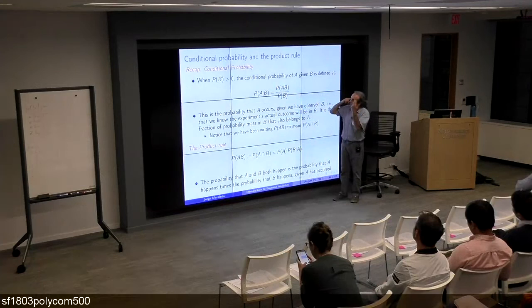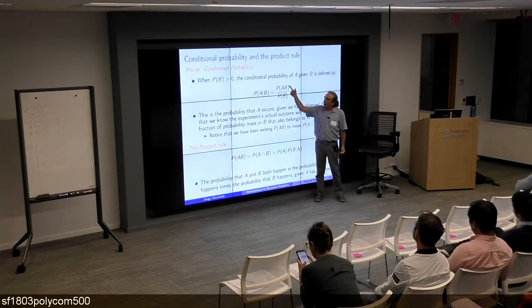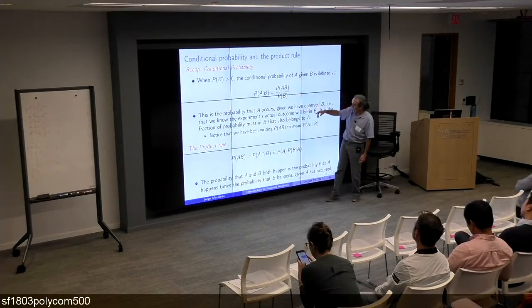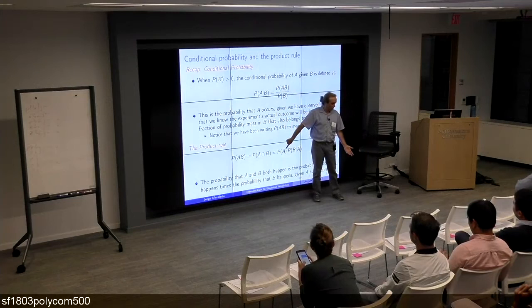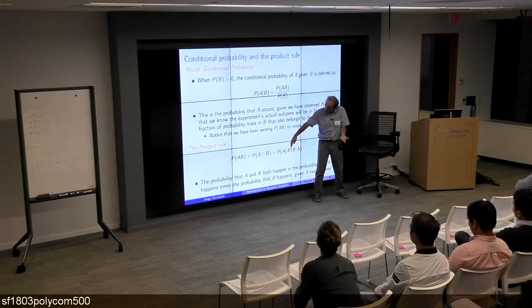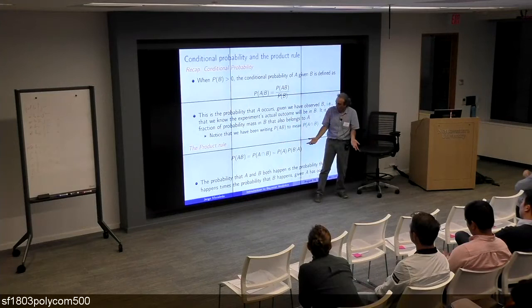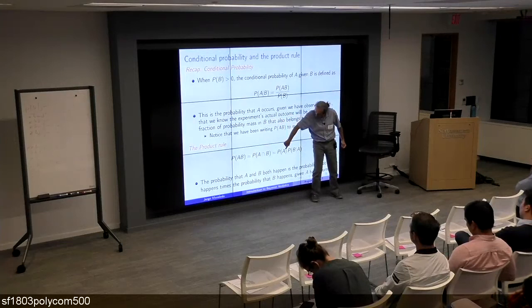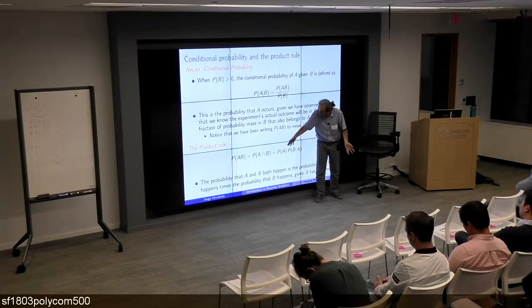If you think about it, what do I need for A to happen and B to happen? These are events, not variables. I need for A to happen, which will happen with probability P of A. Now, given that A has happened, I need B to also happen. How likely is that? That's the probability of B given that A has already happened. So this is always true: the probability that A will happen and B will happen is the probability that A will happen times the probability that B will happen given that A has already happened. This is called the product rule.